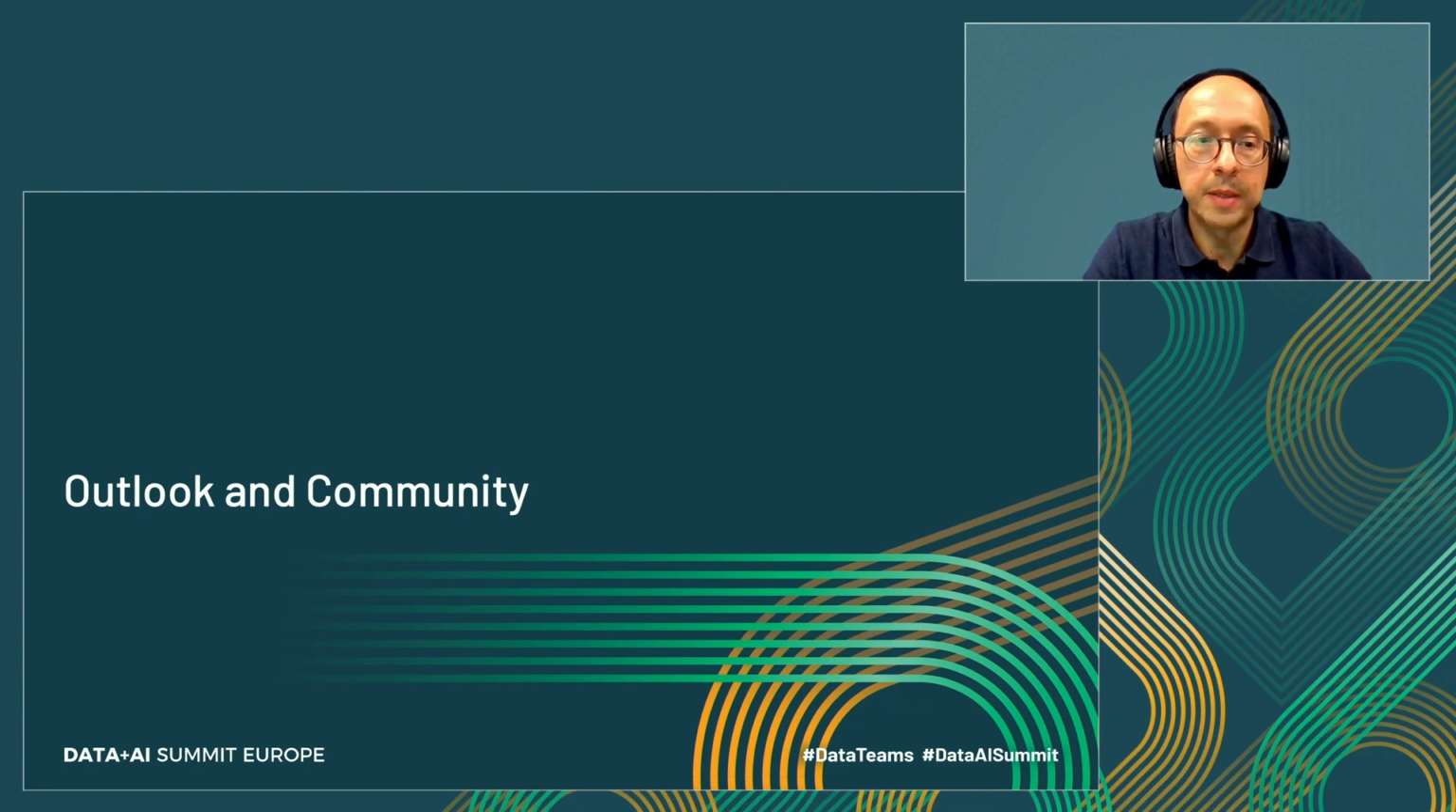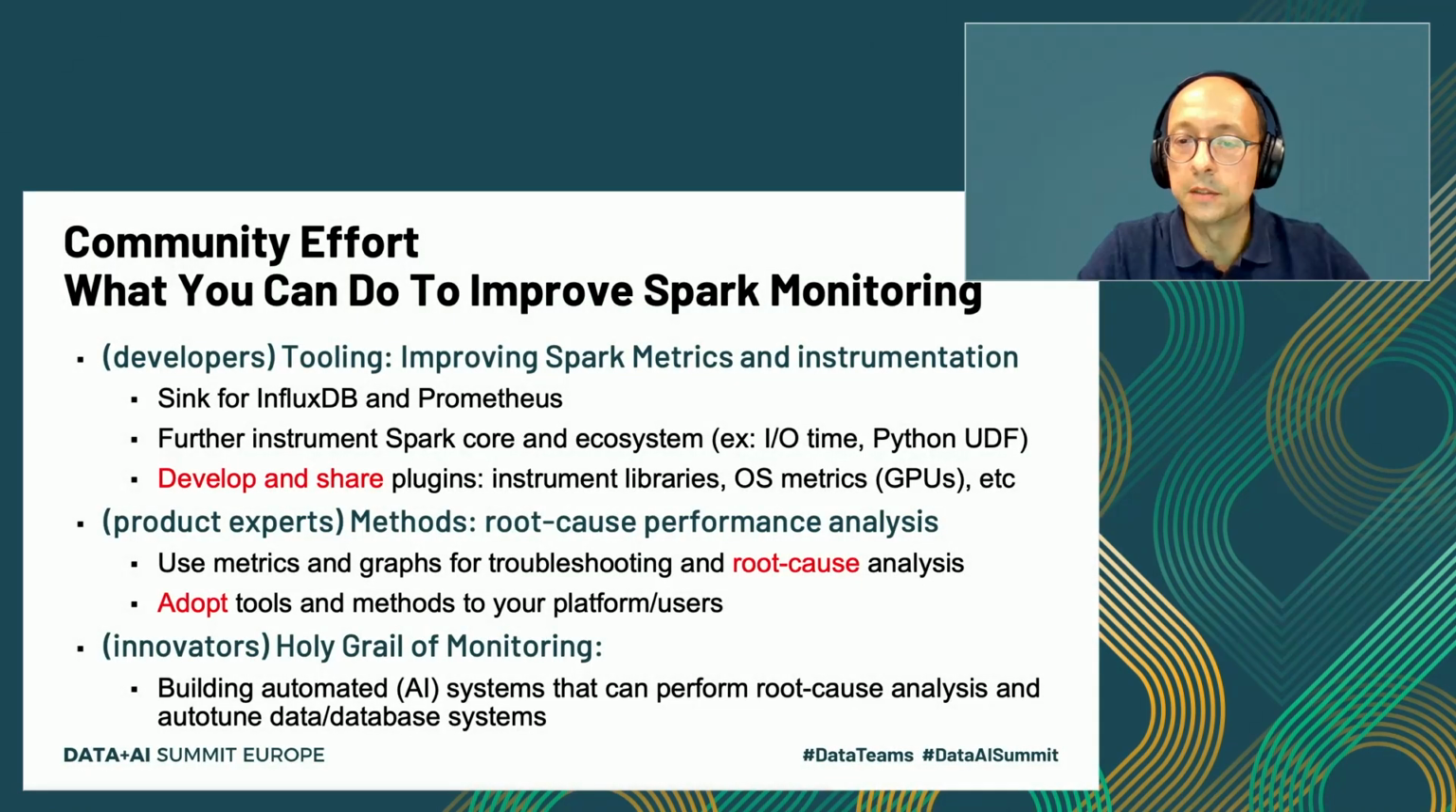Okay, I would like to wrap up with some thoughts on Spark monitoring in the community. Each version of Spark in the last few years has improved Spark monitoring with more metrics and more features. There is still work to do. So if you're a developer willing to work on this, there is much to do, like sinks for InfluxDB and Prometheus, further instrumentation of the Spark core system, like IO time, Python instrumentation, etc.